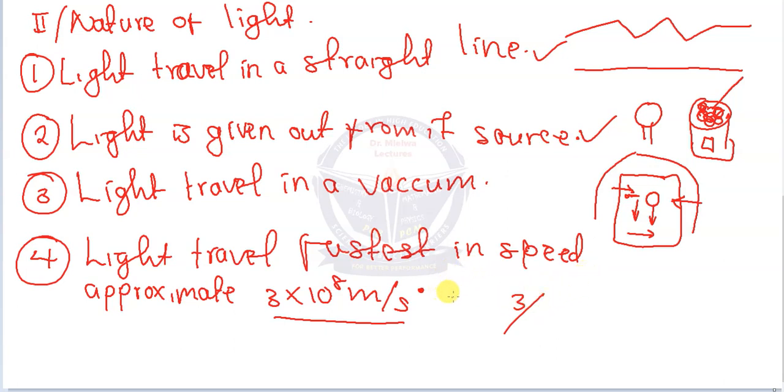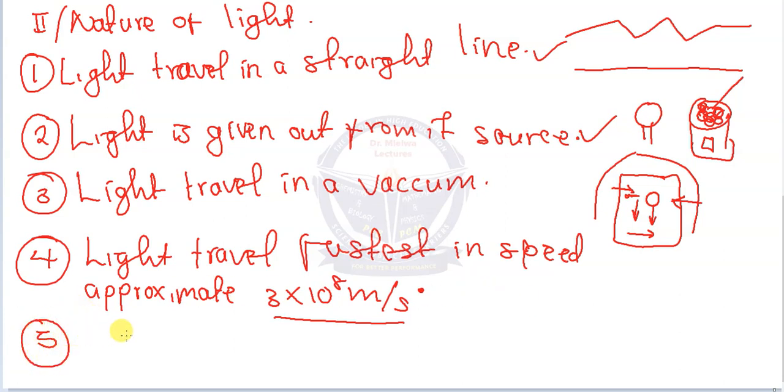Ina hesabu zake hapo kwamba energy is equal to mc square. So sasa huko tusiendelee. So lakini uelewa kwamba mwanga una travel with the fastest speed of what? Of approximately 3 × 10^8 meter per second. Meter per second hii ni unit ya velocity au speed.